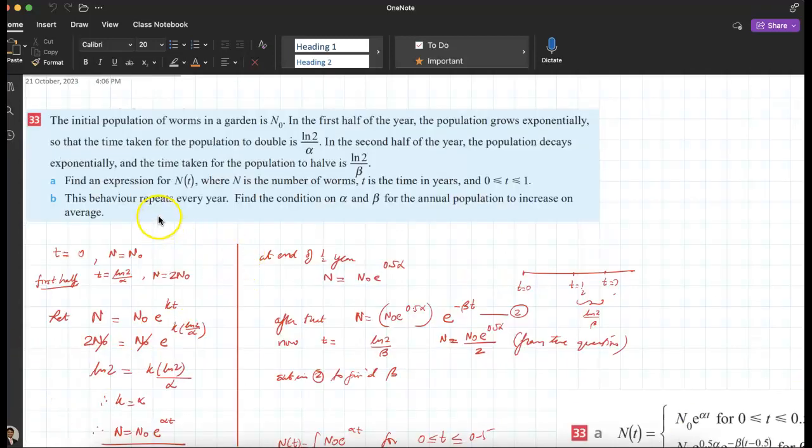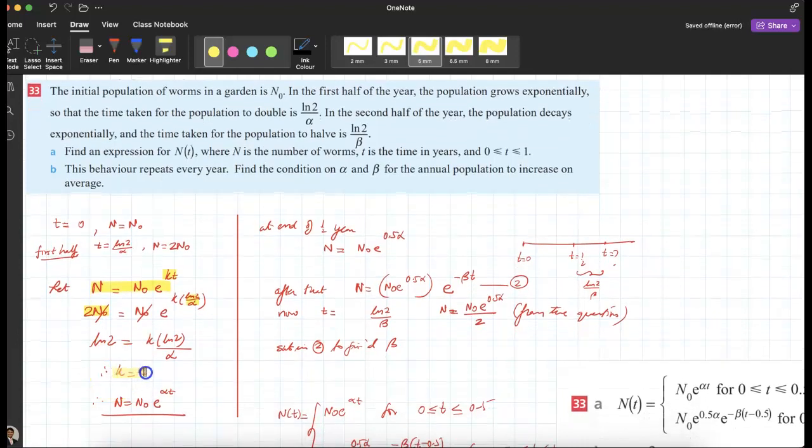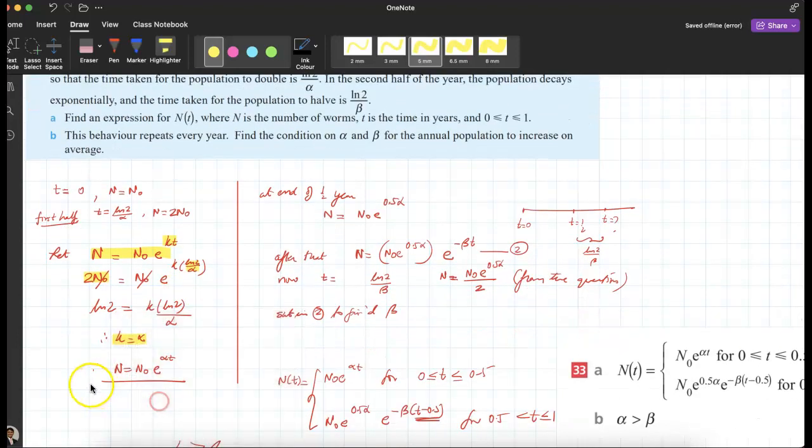This is an important tough sum. It's about exponential growth. So the initial population of worms in a garden is n0. In the first half of the year, the population grows exponentially. So here you have to use what we call the exponential model. N is equal to n0 e raised to kt. Fine. In the first half of the year the population grows exponentially, so that the time taken for the population to double is this. So you put your time taken and you put your population as 2n0. You solve for k basically.